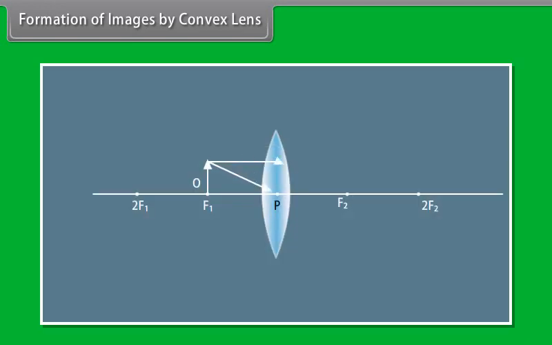When the object is placed at f, then the image is formed at infinity. The nature of the image is real, inverted, and enlarged.